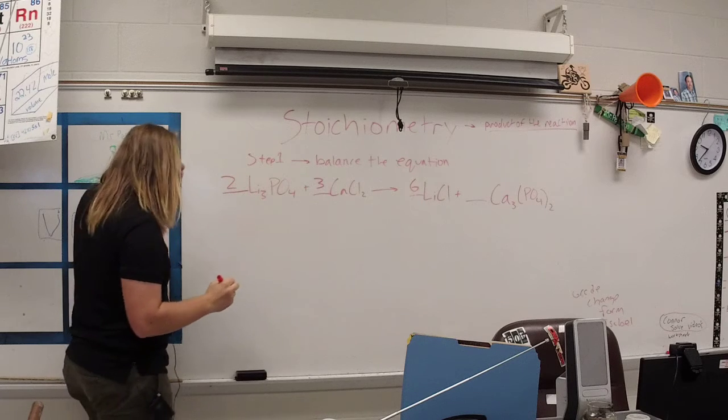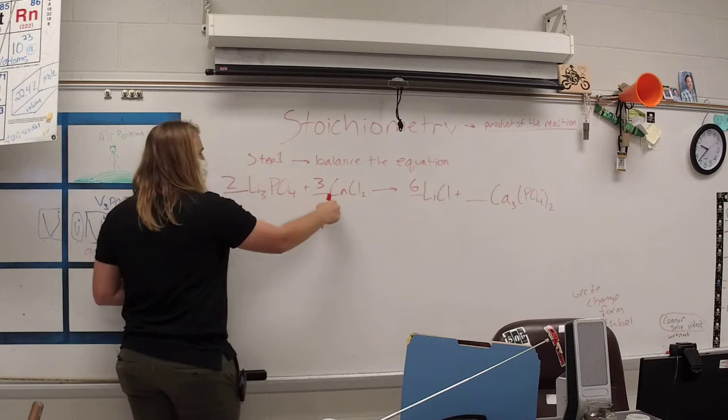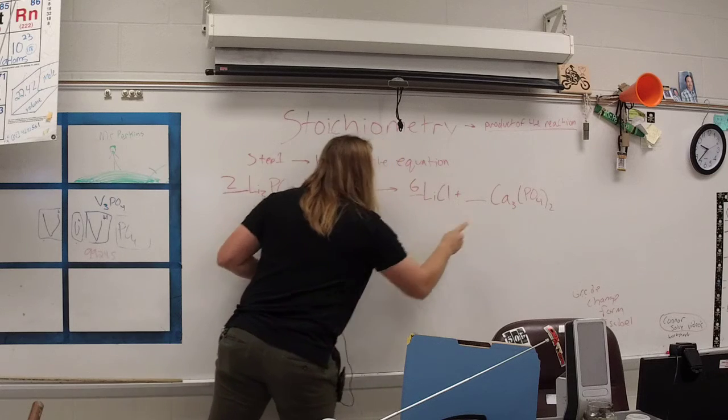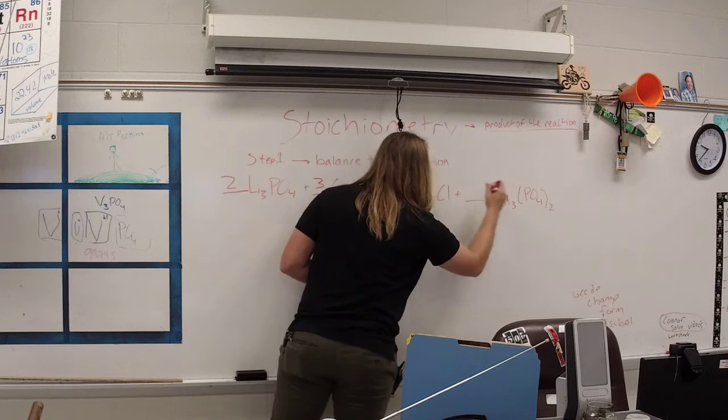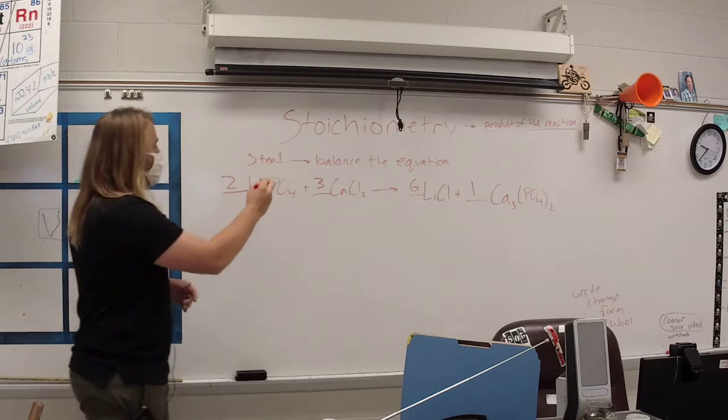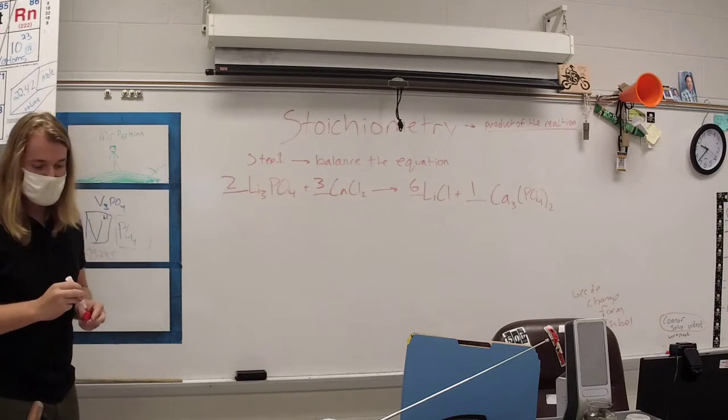How do you look at that? That just messed up our calcium, right? We have 3 calcium now. Oh, but that fits. And now we have 2 phosphates, but that fits. Cool. 2, 3, 6, 1. That's how we balance this equation.